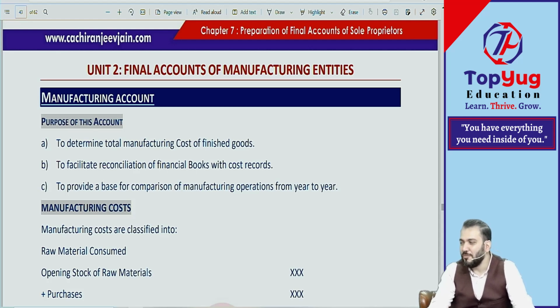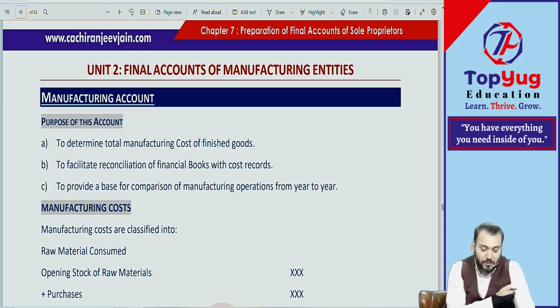The performance was that many students performed well. So I am 50% happy, 50% not happy. But okay, there was improvement in the marks. Now today we'll take the final account, unit number 2.